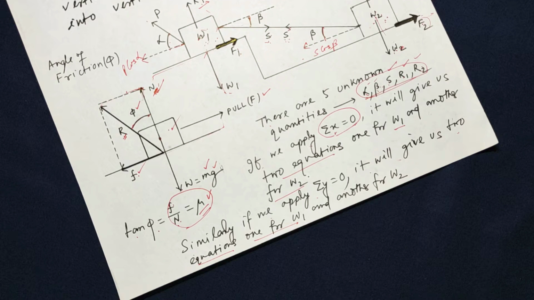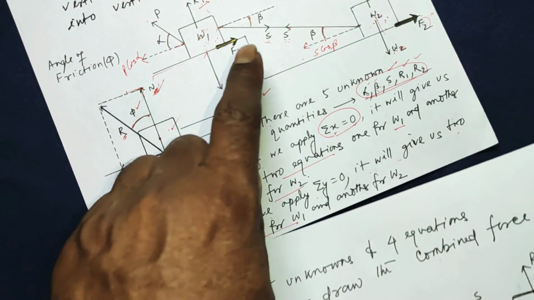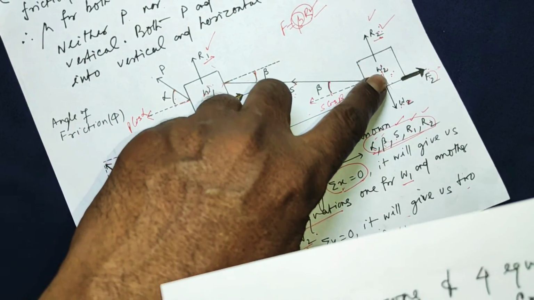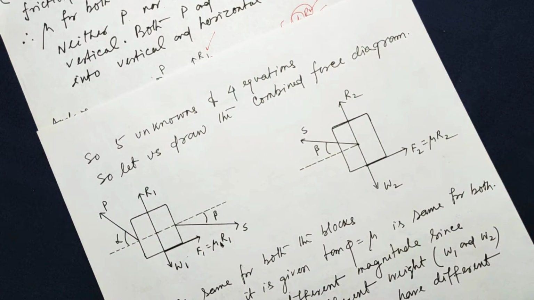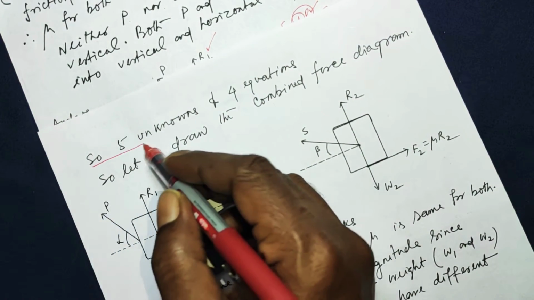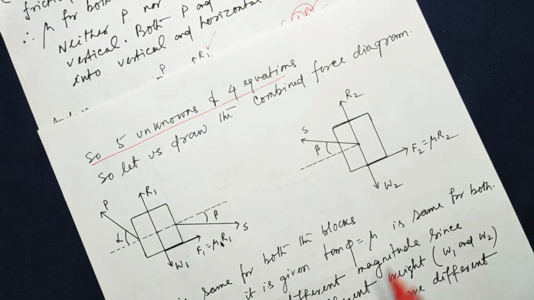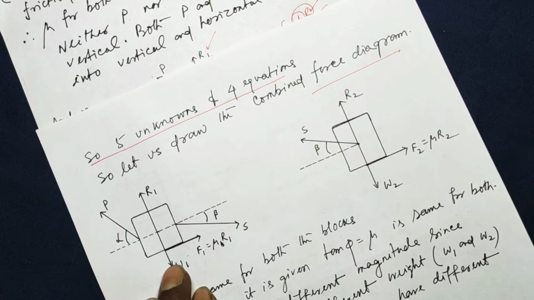So then I have to apply a different technique. I can combine the forces. So let me draw a free body diagram for W1 and then for W2. That is what I have shown here. So this is what I just explained: 5 unknowns, 4 equations. So let us draw the combined force diagram, which I will draw later on. Let us draw the free body diagram for both the weights, W1 and W2.